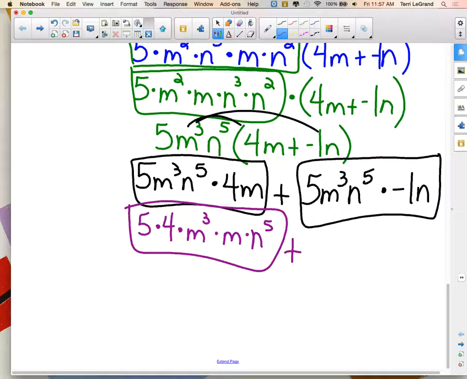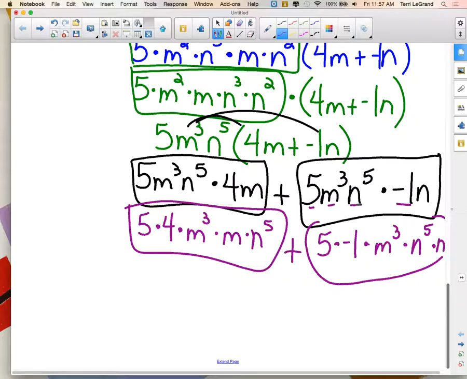Okay, and why it was really handy to put that 1 in there is because now we understand that's a negative 1 instead of the variable being negative. So now we can treat that as a constant. We have 5 times negative 1 times m cubed times n to the 5th times n. There's our second multiplication. 5, negative 1, m cubed, no other m's, n to the 5th, n. Double check. Don't be afraid to check and double check your work, okay?